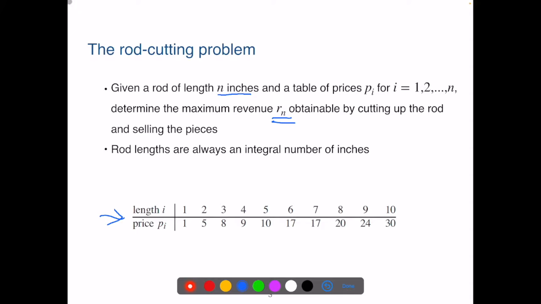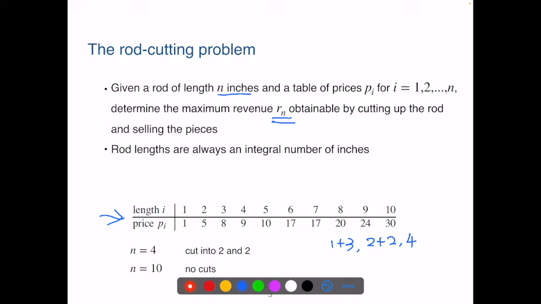For instance, if the total length n is 4, we know we can cut it as one piece with length 1 plus another piece with length 3. Or we can cut it into 2 pieces, both of which are of length 2. Or we do not cut it at all and sell it as a whole piece of length 4. By a quick inspection, we know we should cut it into two 2-inch pieces. Then we'll have the maximum revenue of 10. If the total length is 10, we should not cut it at all and just sell it as a whole for a max revenue of 30.